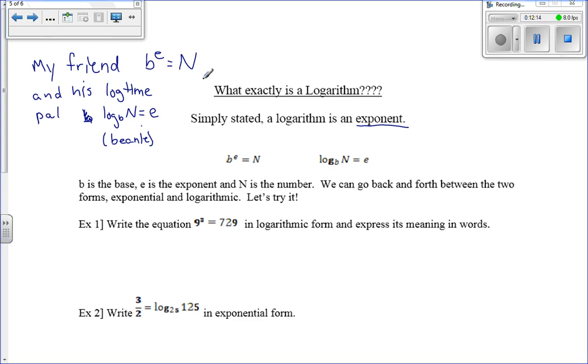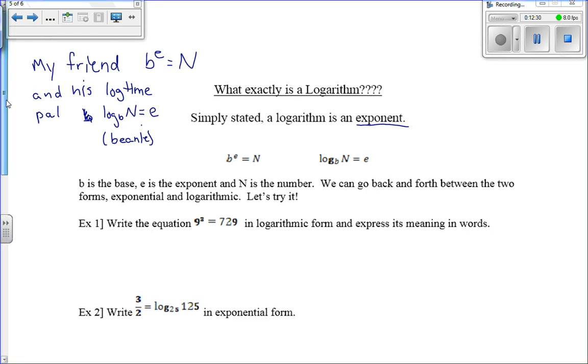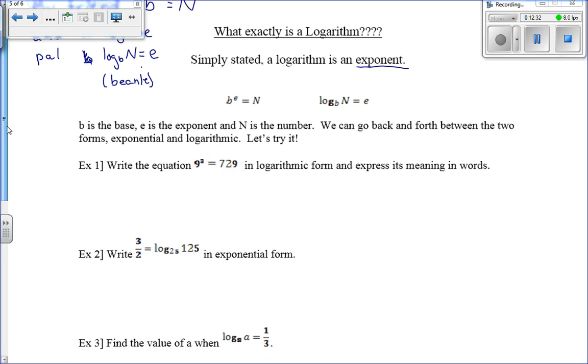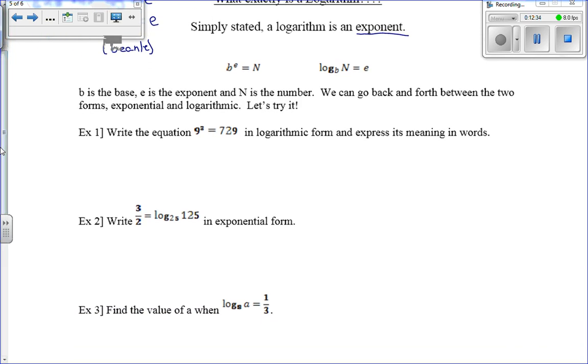That sounds kind of silly, but I have found over the last couple of years that it is very helpful for people when they're actually solving the equations and going back and forth between exponential and logarithmic form. This is the way that we go between the two forms, and we have to convert them.